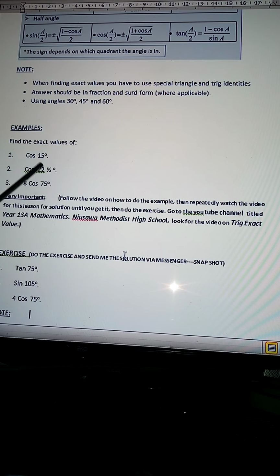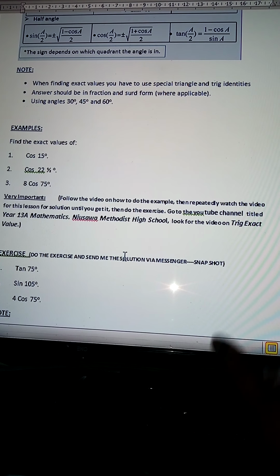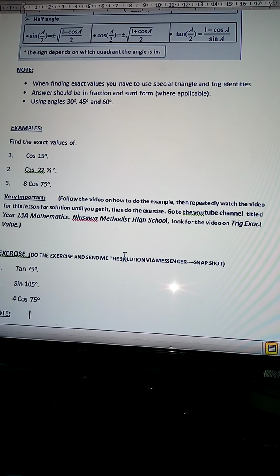Cos 15, cos 22 and a half, and cos 75. Okay, so we will use the tables above. We're going to figure out what we are going to do with these so that we get to either 30, 45 or 60. And then we'll use it, and then we'll do this example. For those of you who do not have the hard copy, I suggest that you take your book and copy down the examples thoroughly by watching the video. If I'm too fast, you can pause the video or rewind so that you can write down the examples clearly.